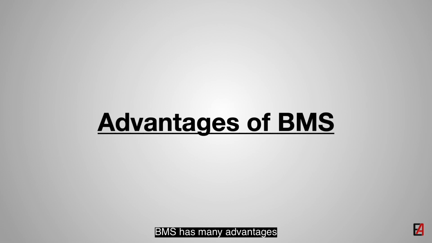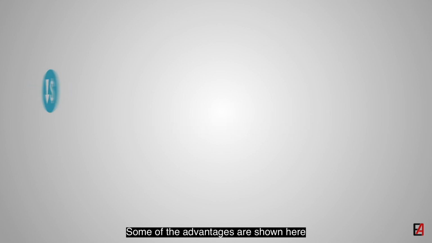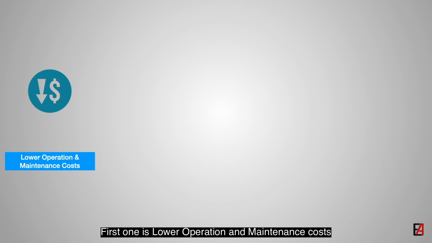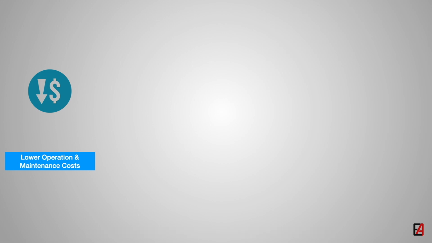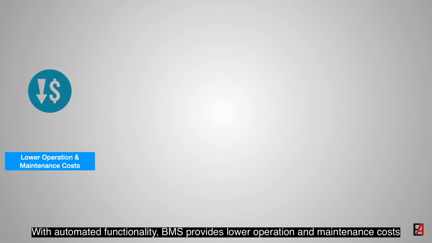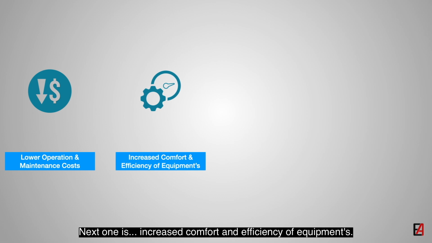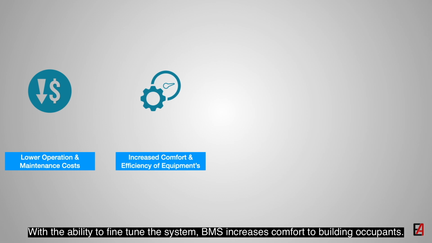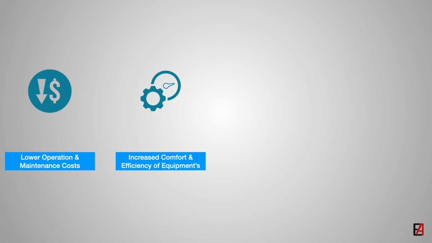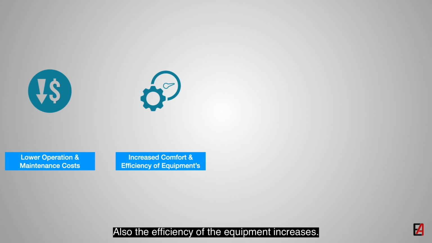BMS has many advantages. Some of the advantages are found here. First one is lower operation and maintenance cost. With automated functionality, BMS provides lower operation and maintenance cost to the building owner. Next one is increased comfort and efficiency of equipments. With the ability to fine-tune the system, BMS increases comfort to building occupants. Also, the efficiency of the equipment increases.